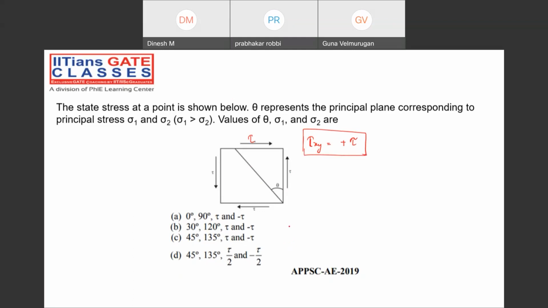Perfect. Now, what will be tan 2 theta? 2 tau xy divided by sigma x minus sigma y. In this element, there is no sigma x and there is no sigma y. So, my dear friend, it is 1 upon 0, infinite. What is theta 1 star? Can I say it should be 90 degree?